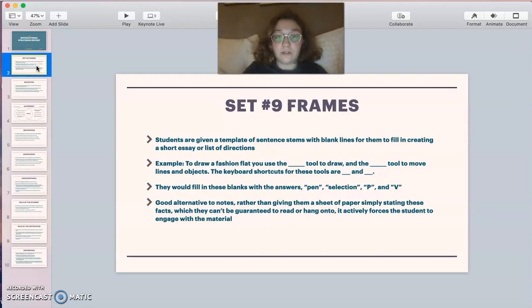So it is a good alternative to notes, rather than basically giving the students a sheet of paper stating the facts that they're not guaranteed to read or hang on to. It actively forces the student to actually engage with the material.